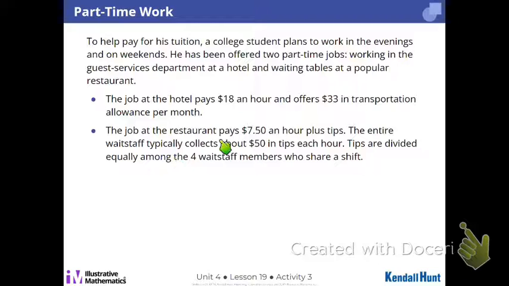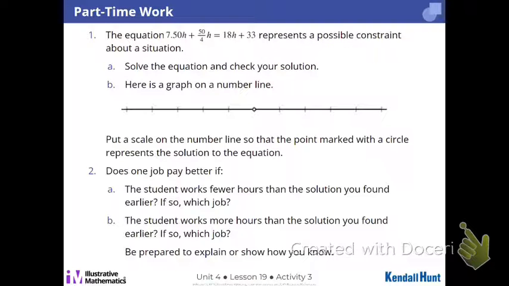Or you could work at this restaurant as a server. You make $7.50 an hour, and then you get tips. The restaurant only has 4 servers. They average $50 in tips an hour, and you split it up evenly 4 ways. All right. Start by figuring out which one's the better deal. We are going to start by finding when they are the same money made.